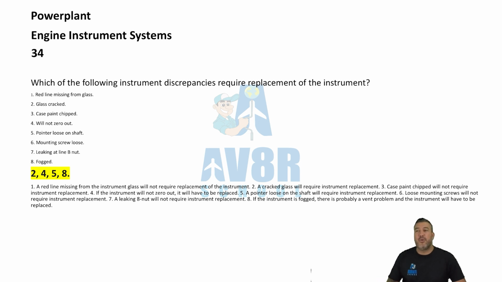So number 2, glass cracked. Number 4, will not zero out. Number 5, the pointer is loose on the shaft. And number 8, that it's fogged. The other ones you should be able to fix yourself. The ones 2, 4, 5, and 8, you cannot fix. You have to change the instrument.